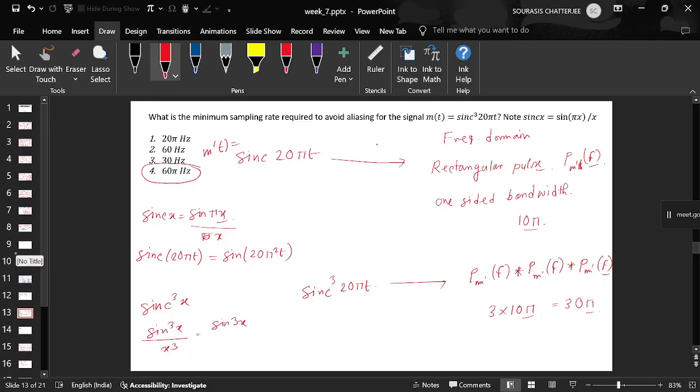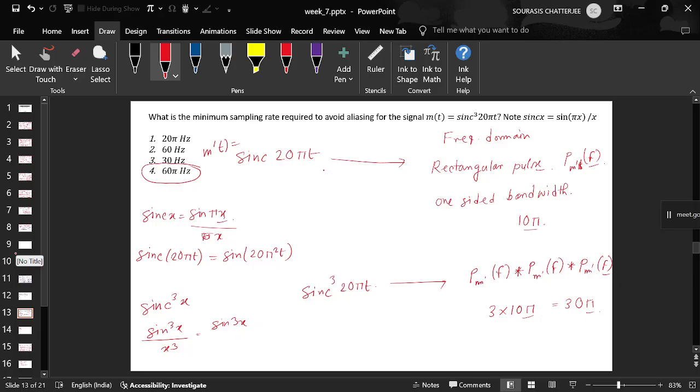Here we can see that we are asking about the minimum sampling rate required to avoid aliasing for the signal m(t). So the m(t) expression is a bit tricky. Here you can see it's sinc 20 pi t. So sinc of x is actually sine of pi x by x. So sinc of 20 pi t means, if I write only the sine part, it's sine of 20 pi squared t. So your frequency is now 10 pi.